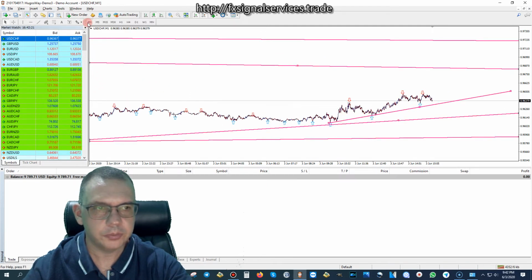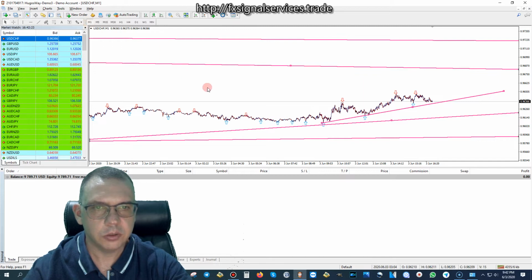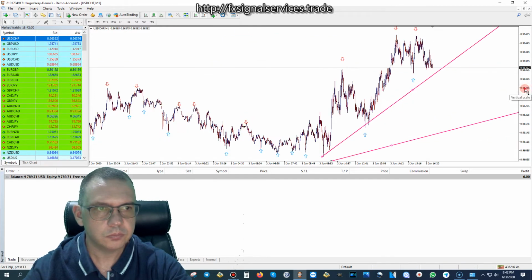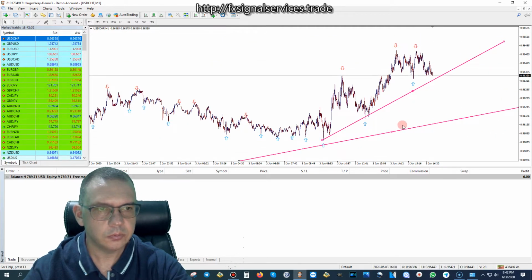Now let's drop down to the 1-minute chart and see if we can see anything, a little clearer picture. Now we drop down to the 1 minute. We have a lot more red and blue arrows. We see exactly what's going on. If I resize the chart, again, we get a really, really clear picture of what the market is doing right now.